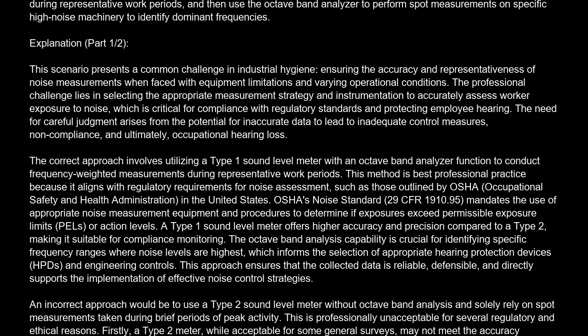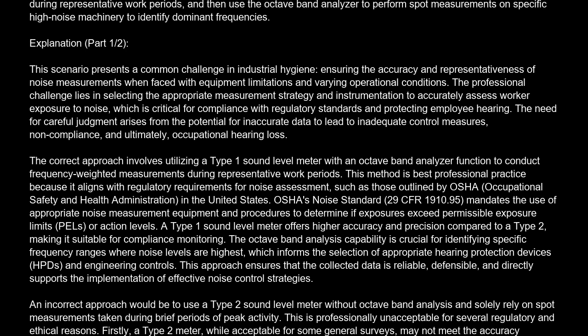A Type 1 sound level meter offers higher accuracy and precision compared to a Type 2, making it suitable for compliance monitoring. The octave band analysis capability is crucial for identifying specific frequency ranges where noise levels are highest, which informs the selection of appropriate hearing protection devices (HPD) and engineering controls. This approach ensures that the collected data is reliable, defensible, and directly supports the implementation of effective noise control strategies.